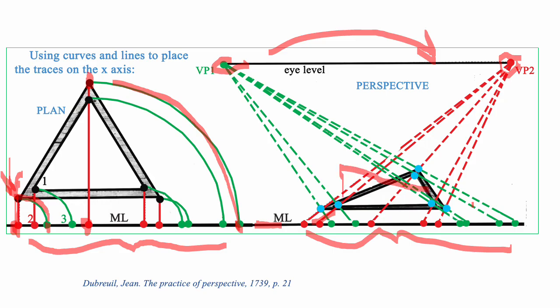Now let's see if this works. Let's try to find this point up here. So it's in the middle of the red dots. So it would be this dot here going to this vanishing point. And its y-coordinate is the last of the green dots. So that would be this one over here that converges over here. And that gives us this point right here.